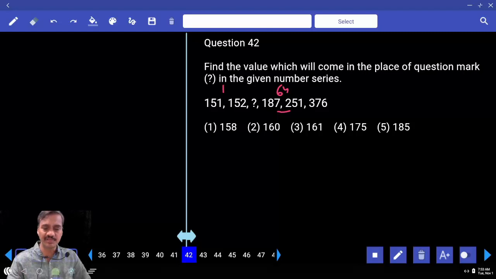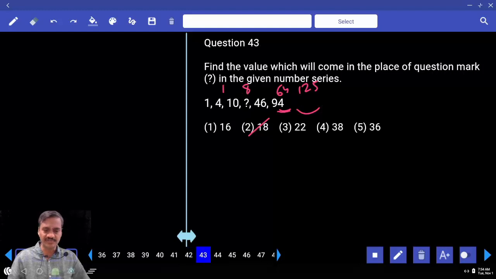What do we get here? 125. Hence here 2 cube is 8, plus 1, and next time minus, plus, minus: 152 minus 8 and 1. Now 187, 64, 251. 152 plus 8, 160. Choice 2 is the answer, question number 42.